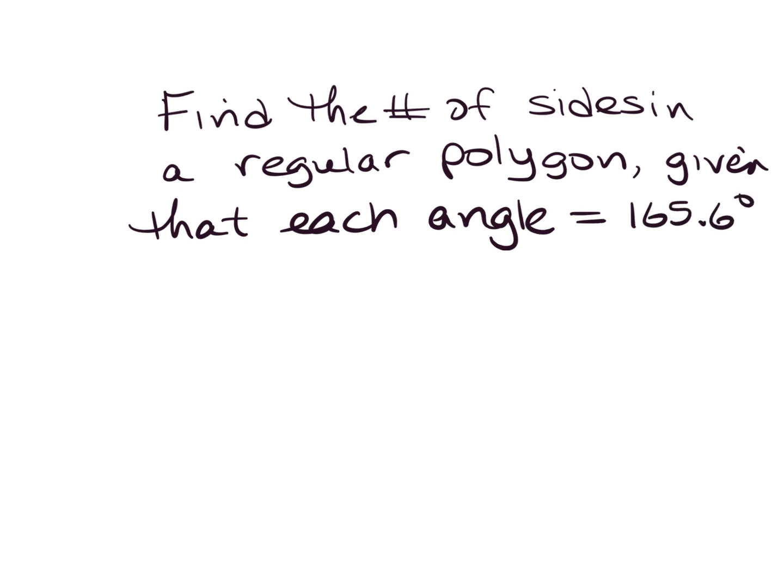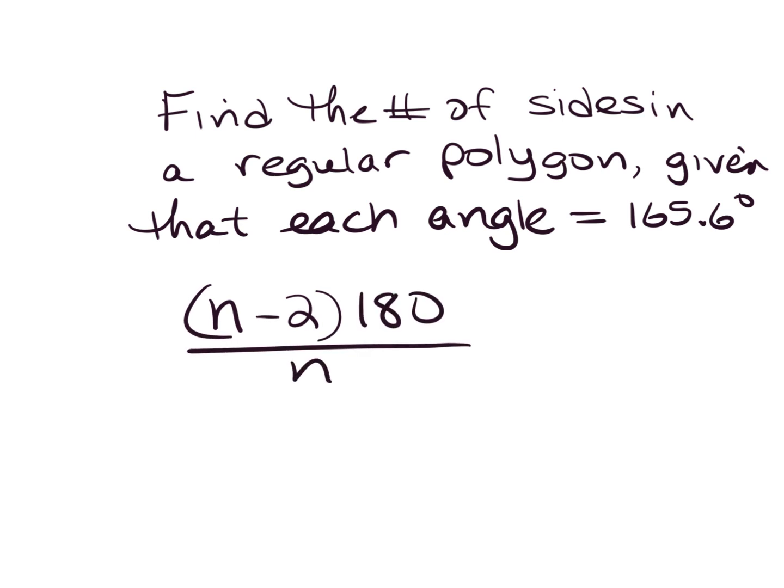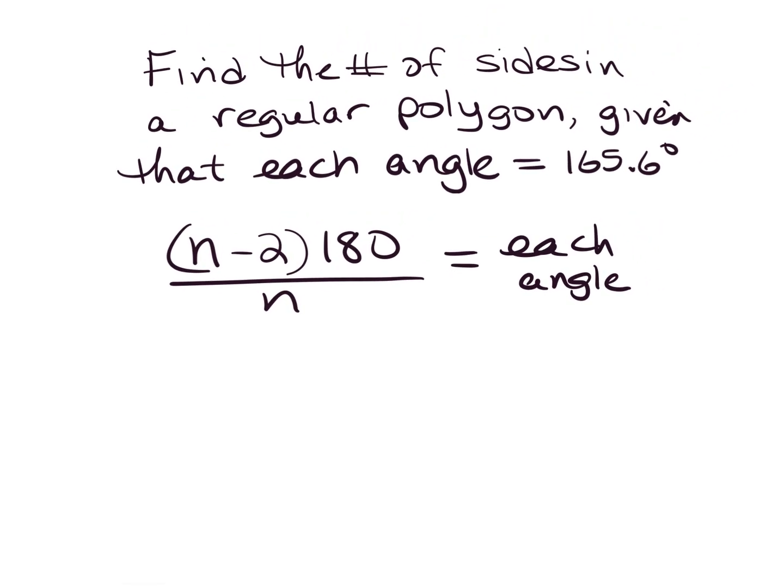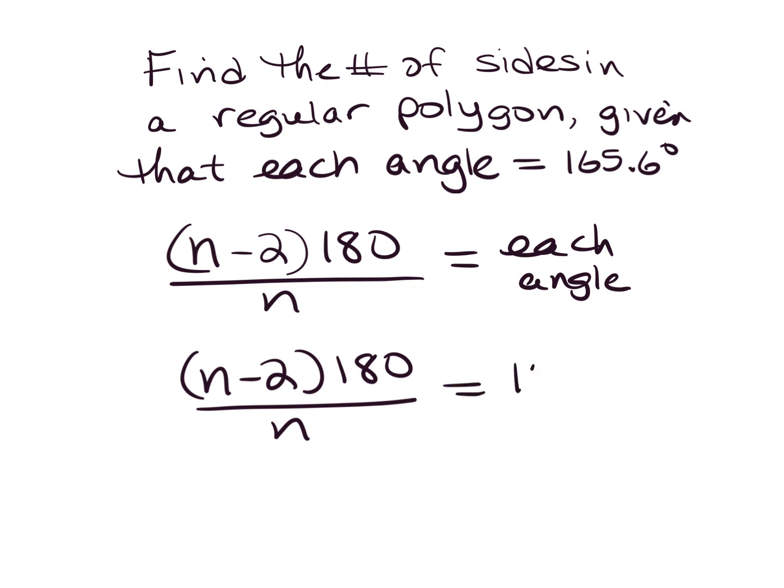165.6 degrees. So the formula we're going to use is n minus 2 times 180 divided by n, and this is going to give us what each angle equals. And they gave me what each angle was, 165.6. So let me go ahead and fill it in. This is where your algebra skills come in. So n minus 2 times 180 divided by n equals 165.6. This is what will be given to you.